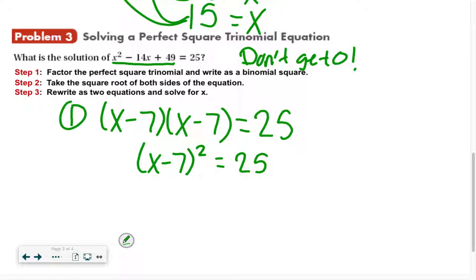Okay. Step 2 says take the square root of each side. So here's the fancy question. What is the square root of x minus 7 squared? x minus 7, the stuff in our parentheses. If I do it to one side, I got to do it to the other side. What is the square root of 25? Plus or minus 5. That's gonna get so annoying.